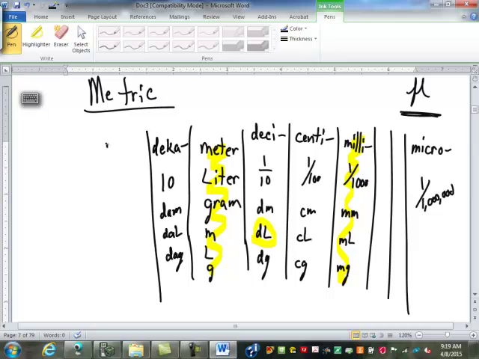Larger than that was hecto. Hecto is 100. So HM, a hectometer, is 100 meters. HL is 100 liters. HG is 100 grams, a hectogram.